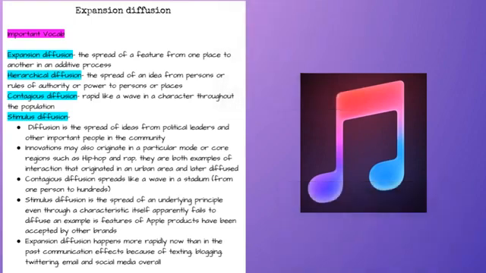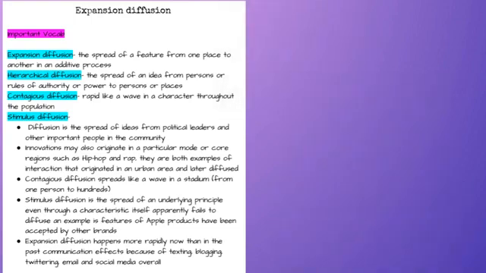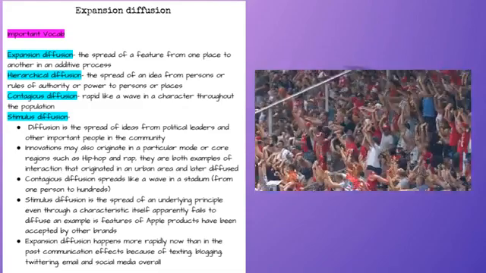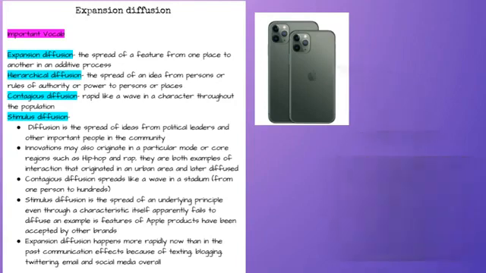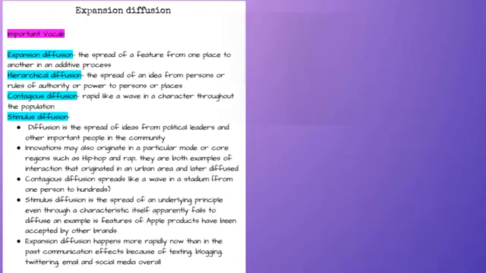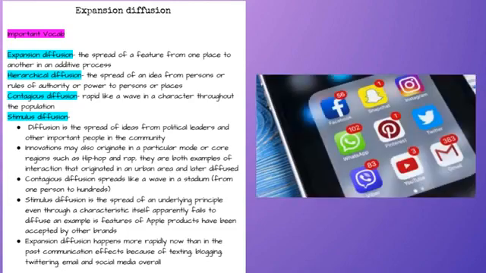Contagious diffusion spreads like a wave in a stadium, from one person to hundreds. Stimulus diffusion is when a trend spreads to a new location and changes in its new location. And expansion diffusion happens more rapidly now than in the past because of texting, blogging, tweeting, email, and social media.